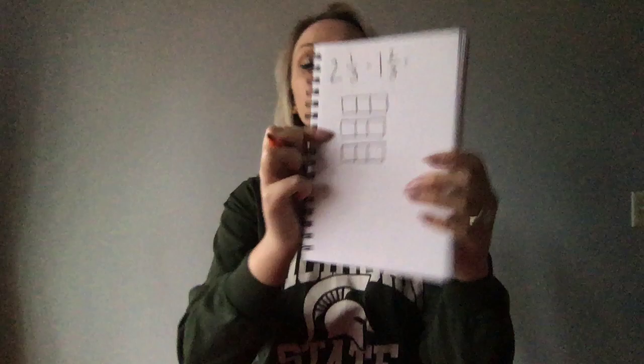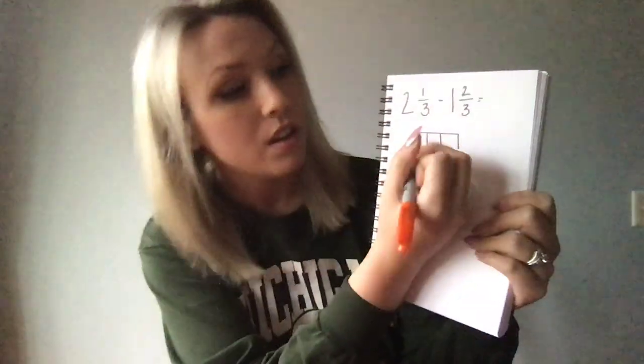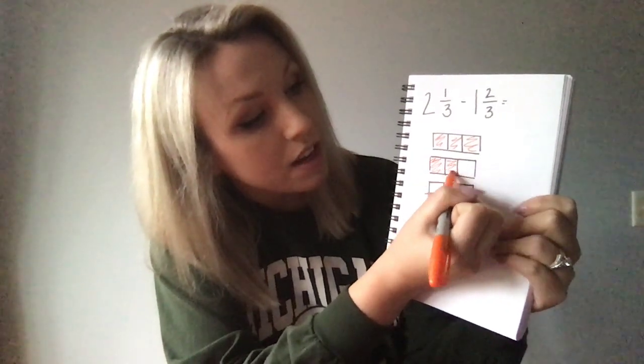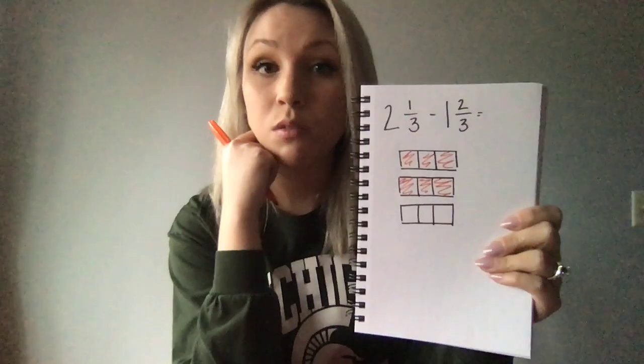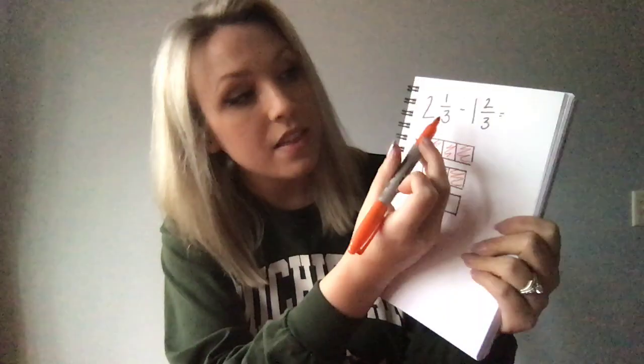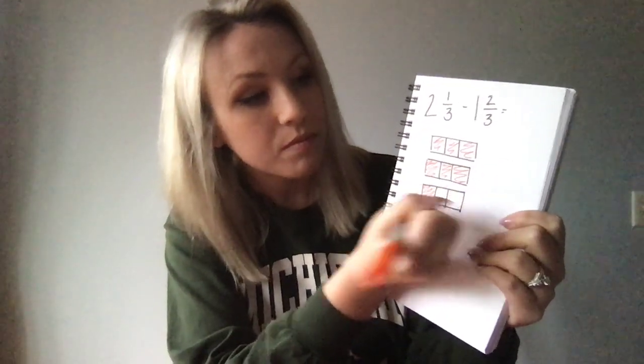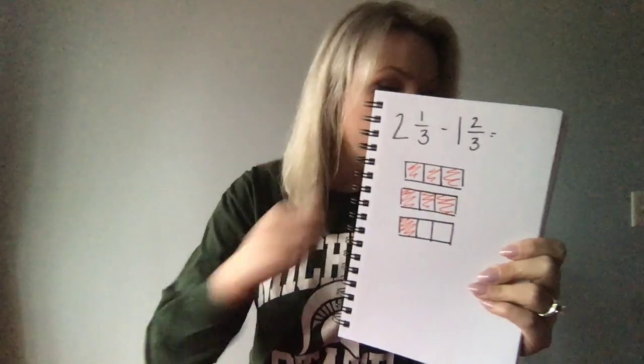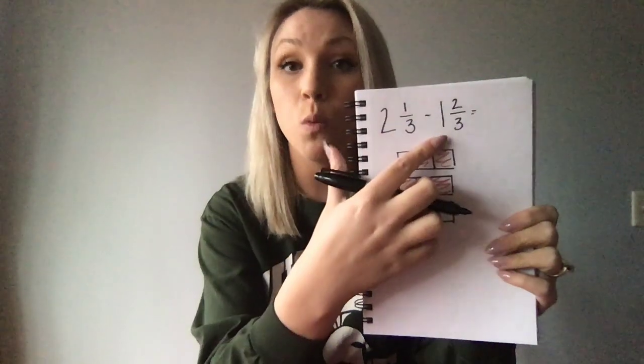So I'm going to now shade in 2 wholes. So shade in 1 whole area model, which would be 3/3, and then shade in another area model, which would be another 3/3, and then I'm going to shade in 1/3. So now I've shown 2 1/3 using pictures. Now to subtract, just like how you subtract whole numbers, we're going to be taking away 1 2/3.